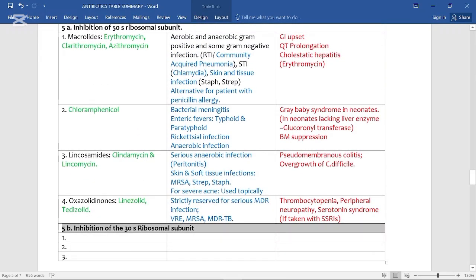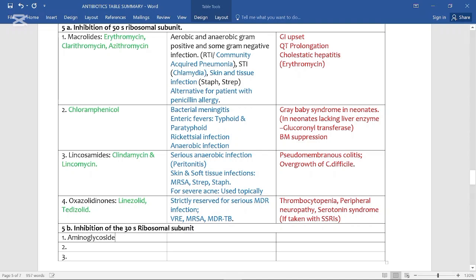So the drugs that work here, we have got three major classifications of the drugs that work by inhibiting the 30S ribosomal subunit. One is very common. You guys know it. It's the aminoglycosides. Aminoglycosides. That's the spelling. Here we should have an O.